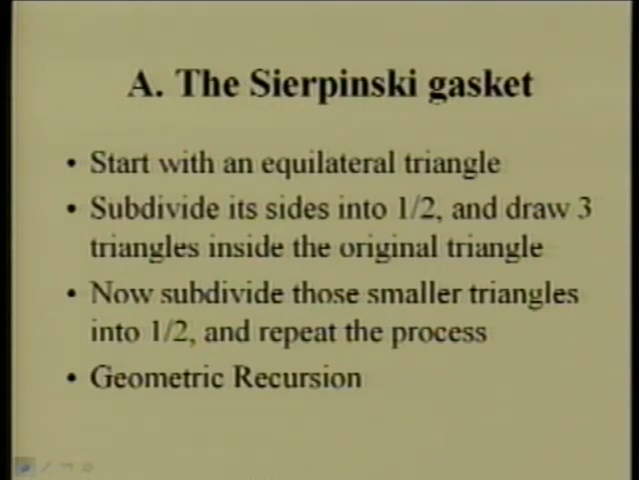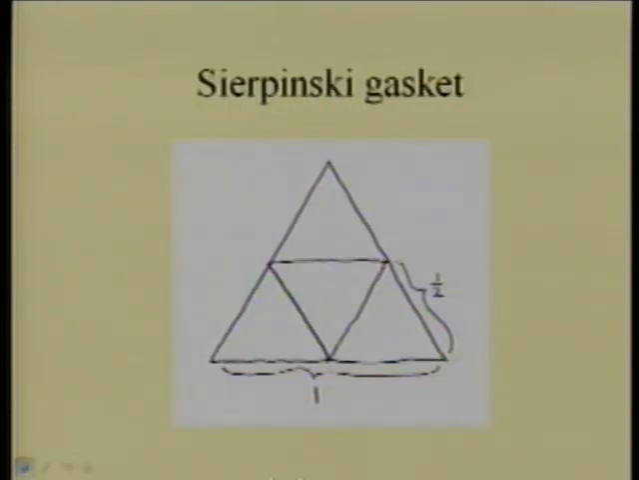So let's begin with the Sierpinski gasket. We start with an equilateral triangle, subdivide its sides into 1/2, and draw 3 triangles inside the original triangle. We subdivide the smaller triangles into 1/2 and repeat the process. So we have geometric recursion. Let me go forward. Here is the original triangle, and you see that I have subdivided its sides into 1/2, and I get 3 similar triangles facing up. And there is a bottom-facing triangle in the middle that remains empty.